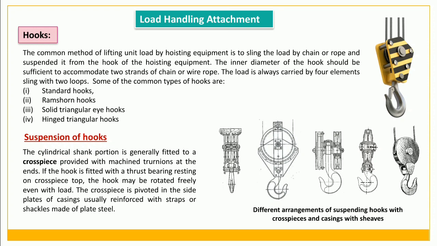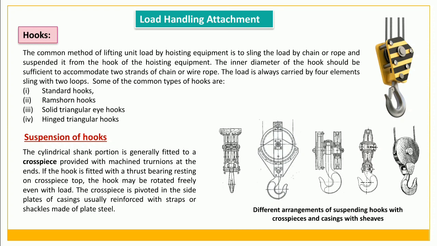The inner diameter of the hook should be sufficient to accommodate a minimum of two strands of the chain or wire rope. The load is always carried by a four-element sling with two loops. The body of the hook is generally of trapezoidal section, while it ends at the top in a round section working under tension. The top part of the shank is threaded for suspension from a crosspiece. Hooks are mandatorily to be tested under testing load and certified before any kind of use.